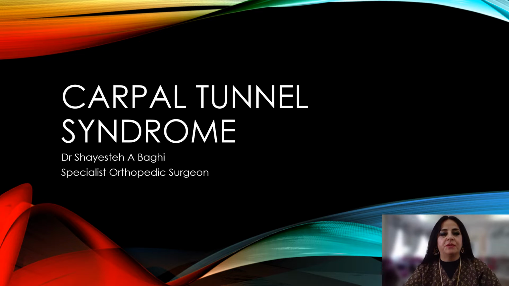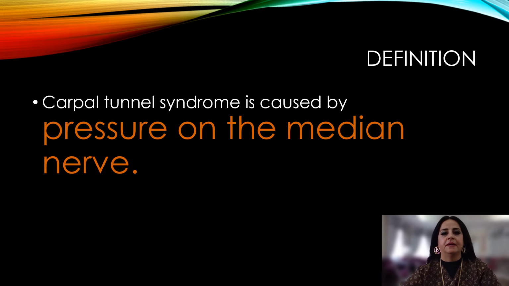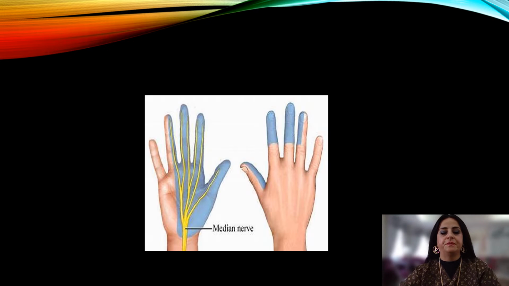Today I'm going to discuss carpal tunnel syndrome. So let's see what carpal tunnel syndrome is. What is the definition? In carpal tunnel syndrome, the main reason is pressure on the median nerve in the wrist area. So pressure on the median nerve causes all the symptoms in carpal tunnel syndrome.